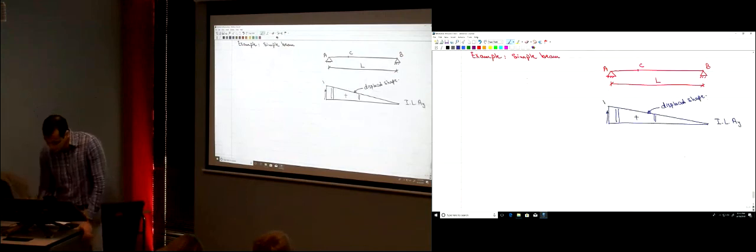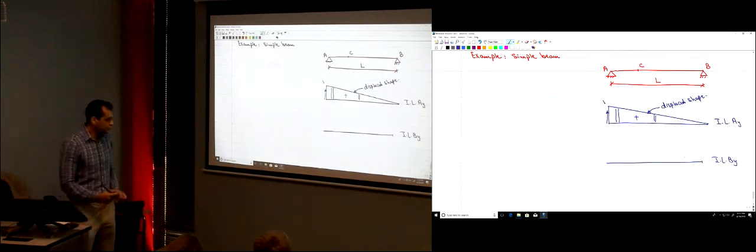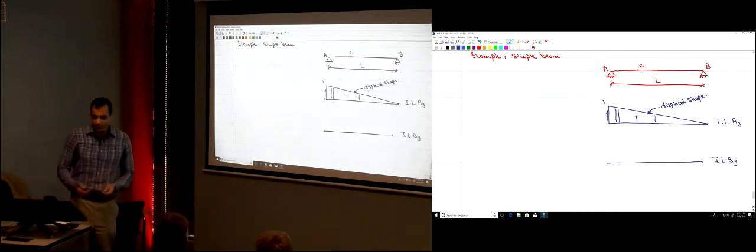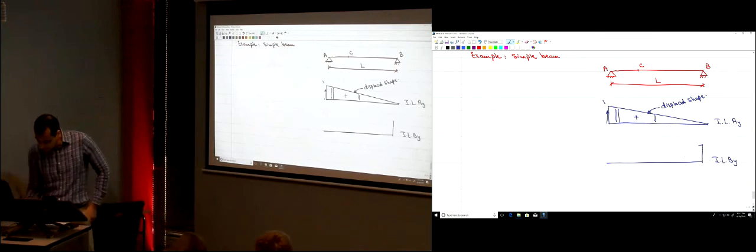What about the influence line for B_y? Just displace the beam, unit displacement, in the direction of B_y, so it gets displaced like this.